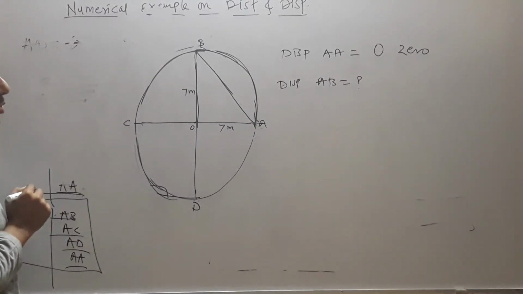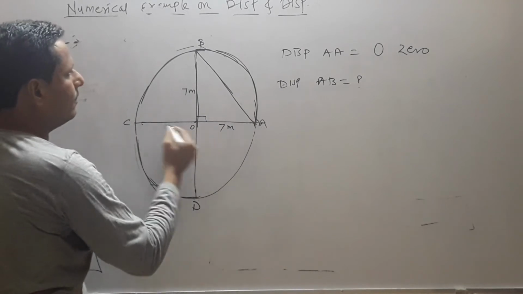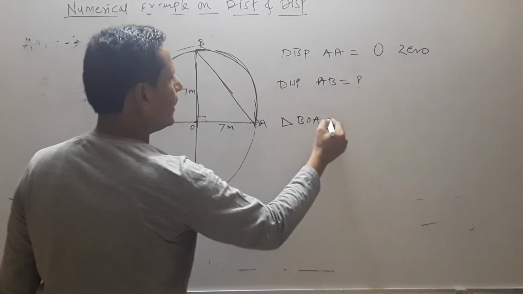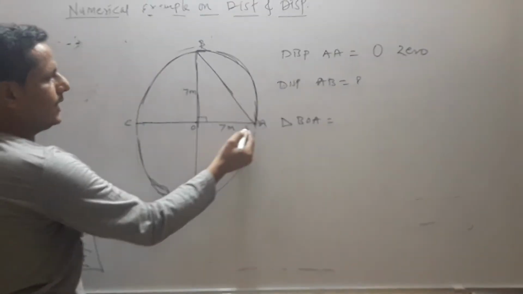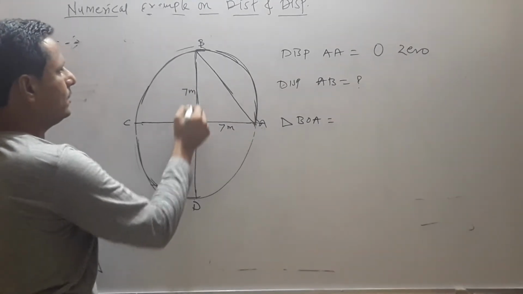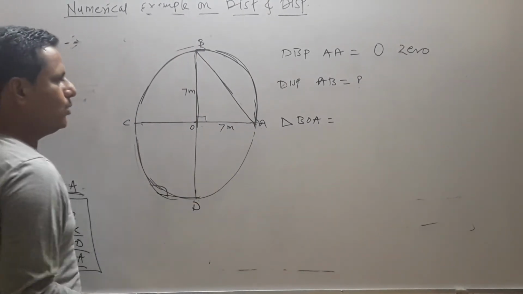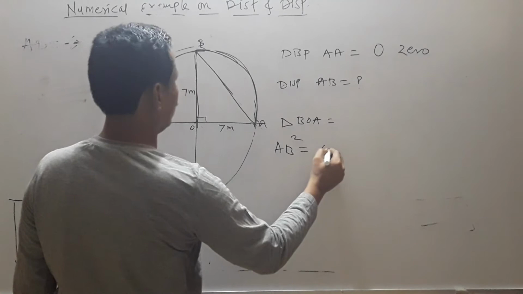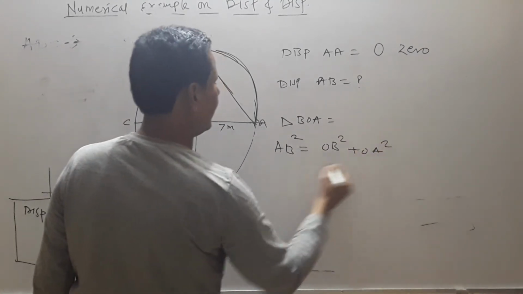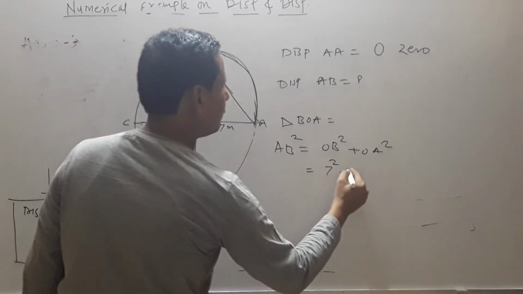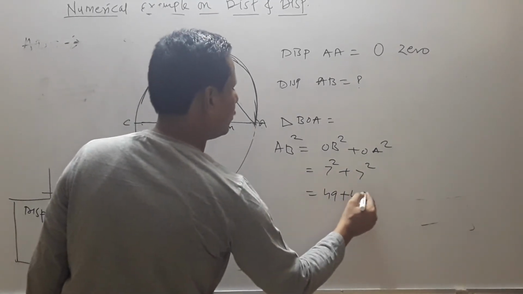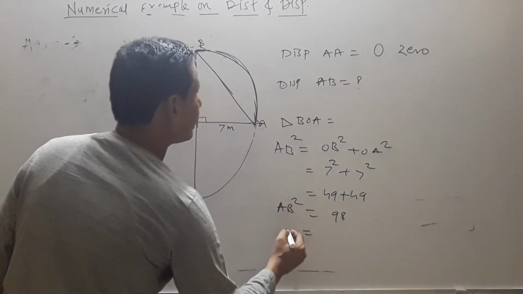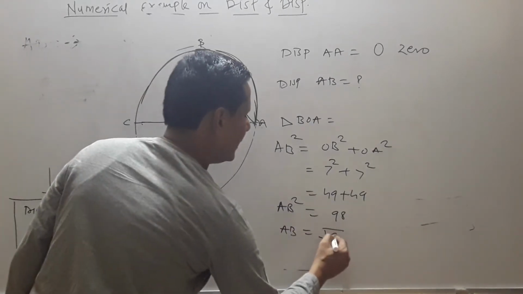Now if you observe properly, here we get a right angle triangle, the triangle BOA. Here this is the radius, 7 meter as already given, OA. This is again radius 7 meter as given. By the Pythagoras theorem, AB square is equal to OB square plus OA square. So that is 7 square plus 7 square, that is 49 plus 49, that is 98. So this is AB square. I need AB, so that is root 98.